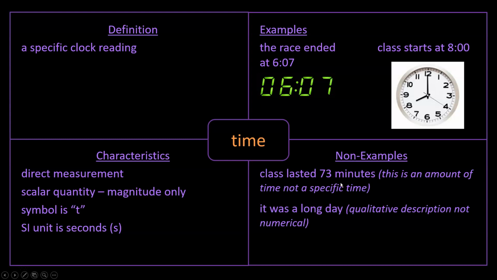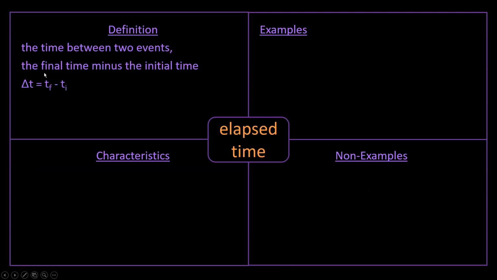Non-examples, class lasted 73 minutes. This is an amount of time, not a specific clock time. Or it was a long day. That's a qualitative description of time, not a numerical description. Elapsed time, the time between two events. It's the final time minus the initial time, and here again we see this delta function. Delta t means the change in time, specifically the final time minus the initial time, and it's important that you do the subtraction in that order, final minus initial.